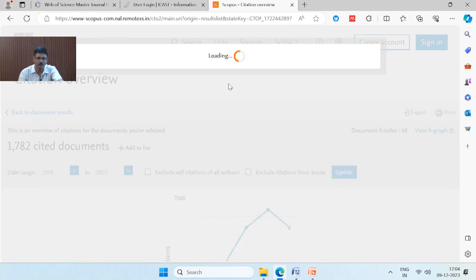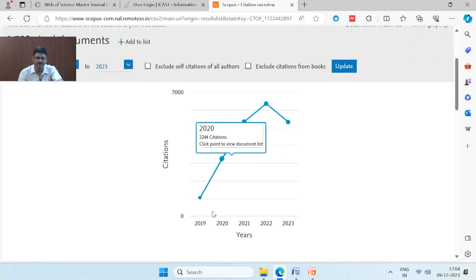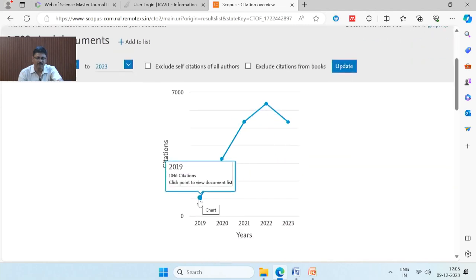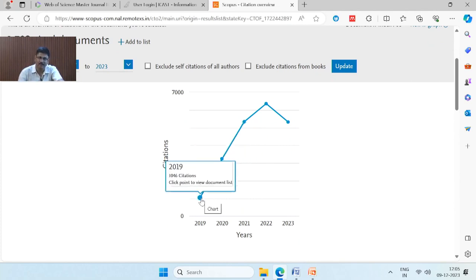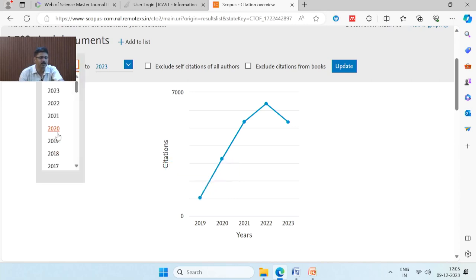So it will calculate automatically. Look, this is the citation growth. In 2019, if you remember, they published articles. We have taken 2018 to 2020, right? Okay, update.